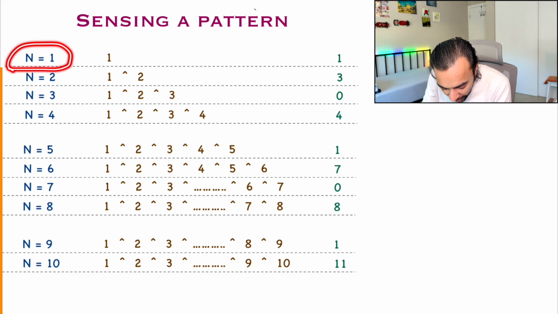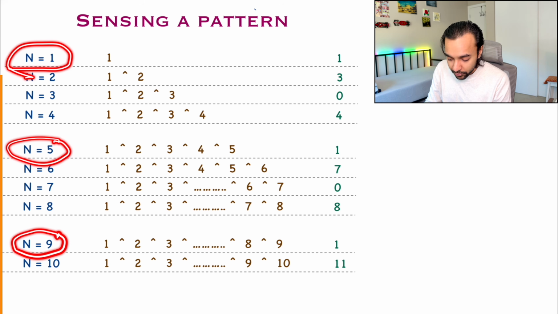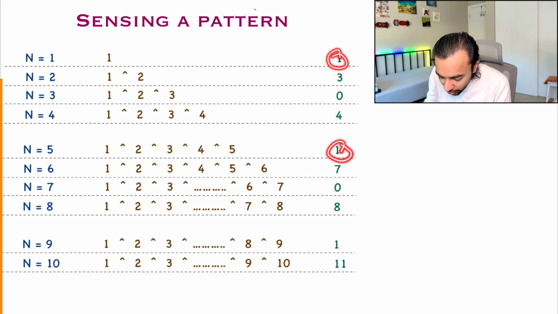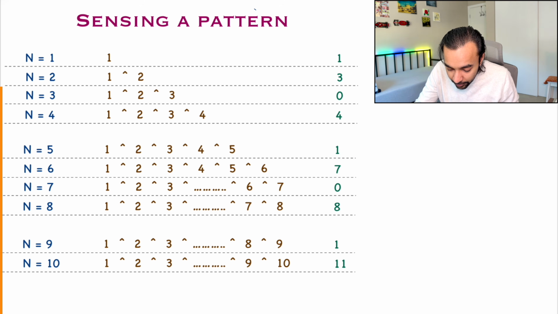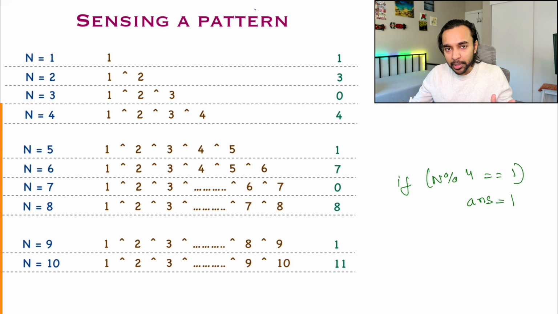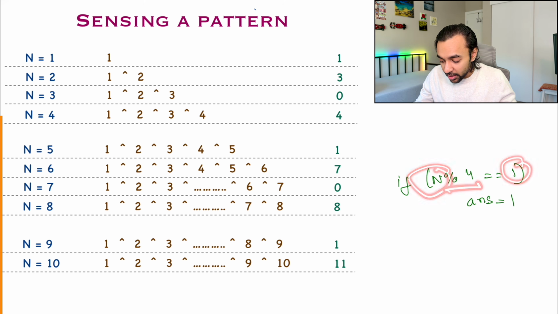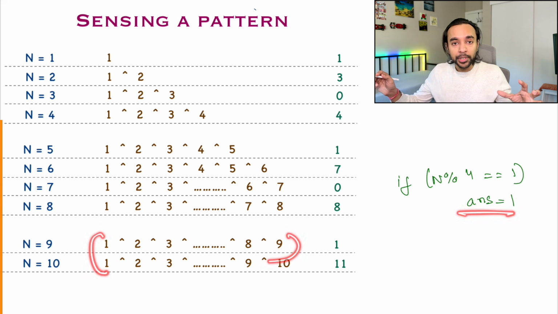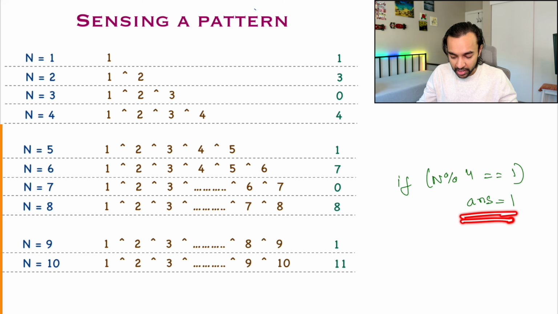Whenever the value of n is 1, or 5, or 9, check out the answer. The answer will always be 1. Basically, what I am saying is that if n modulo 4 equals 1, then your answer equals 1. It simply means that if I take the number n and do a modulo by 4, and the result is 1, then the entire XOR operation will give me the answer 1.